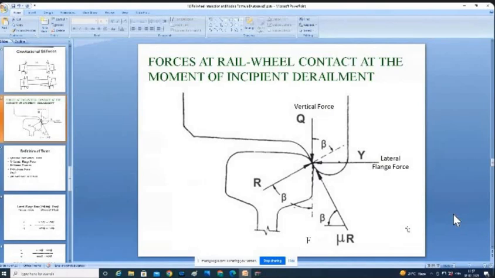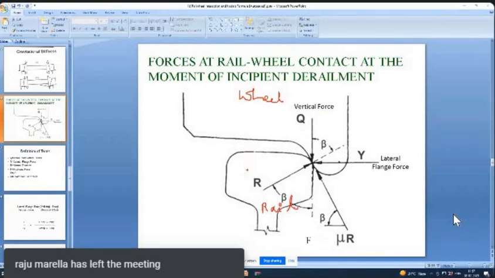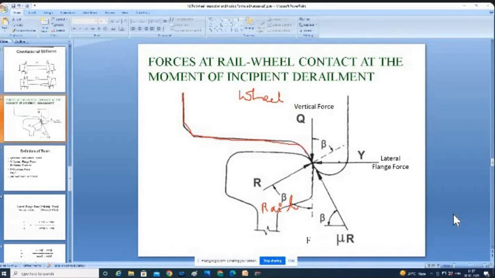Are all of you able to see this picture? Yes, sir. Right. Now, this is the rail table. This is our wheel profile. This is the left side. Similarly, you can draw the reverse, which means you will get the right side. So this is our flange. This is the wheel profile.